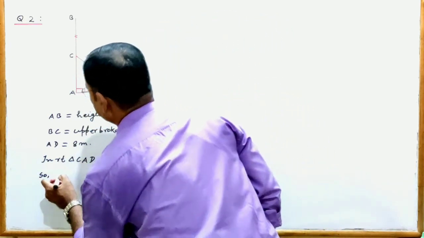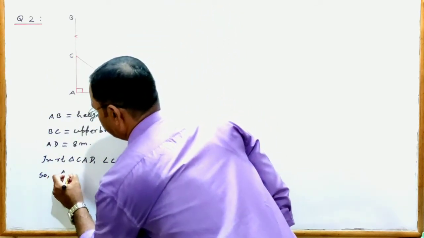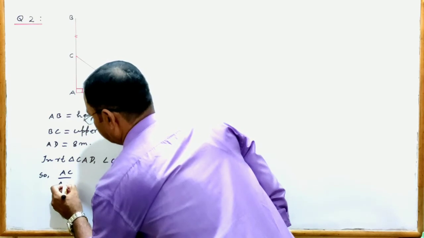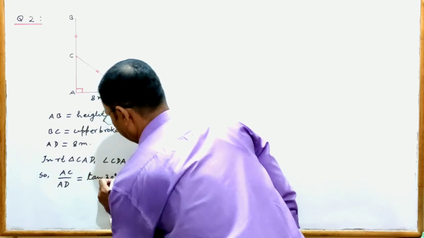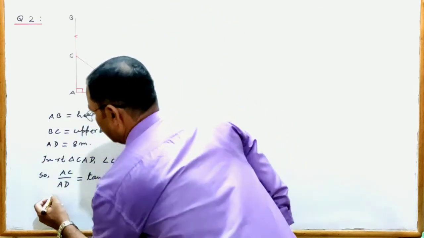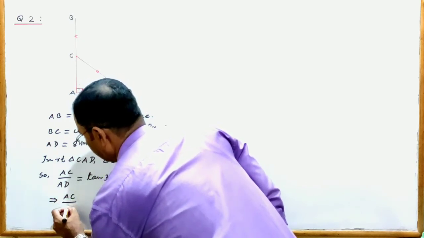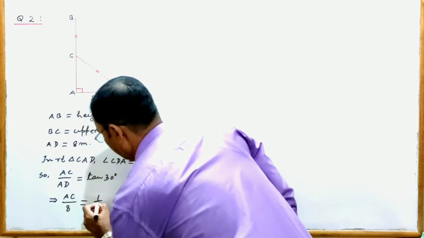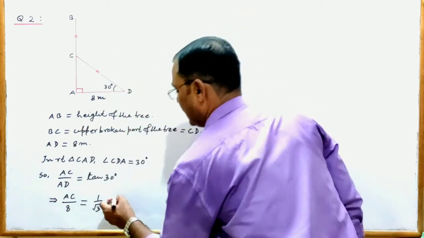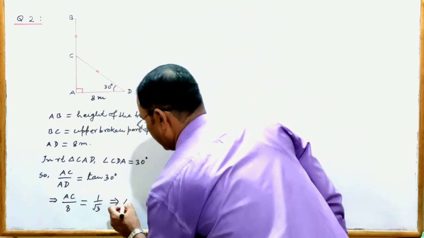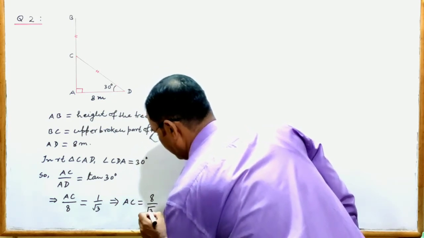So AC by AD is equal to tan 30 degrees. AC we have to find out. So AC by AD, which is 8 meter, is equal to 1 by root 3, and this implies AC is equal to 8 by root 3.